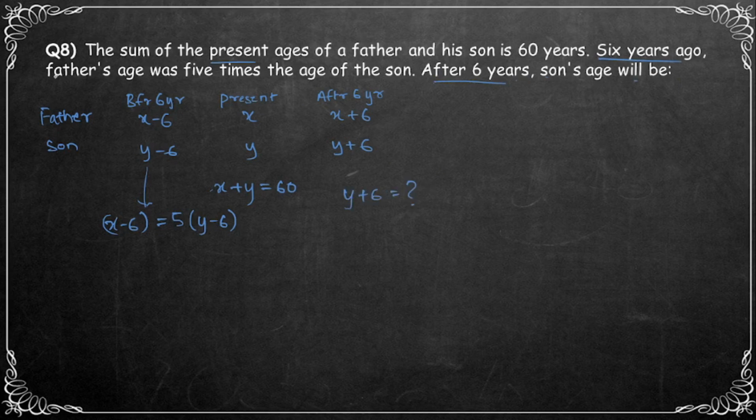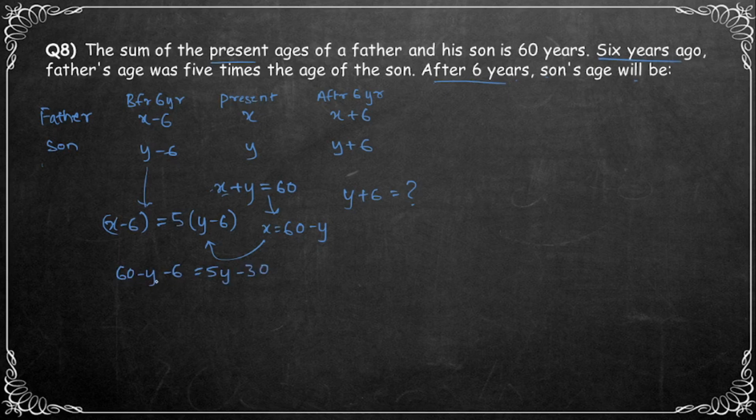So we created a timeline. We formed equations out of that. Now the next step is to solve. So we need y, that means we need to eliminate x. So from this equation we can write x is equal to 60 minus y. If we put that in this equation, everything will be in terms of y and we can find y. So 60 minus y, which is x, minus 6 is equal to 5y minus 30.